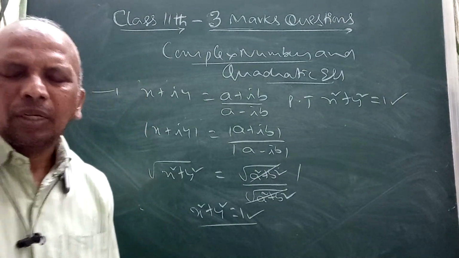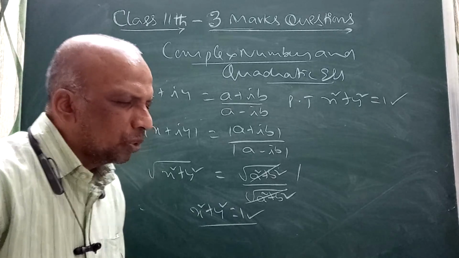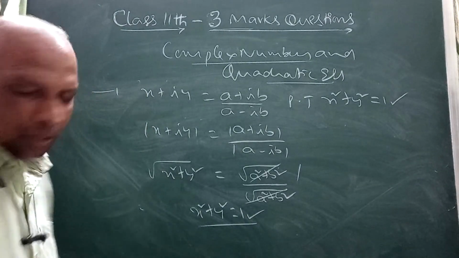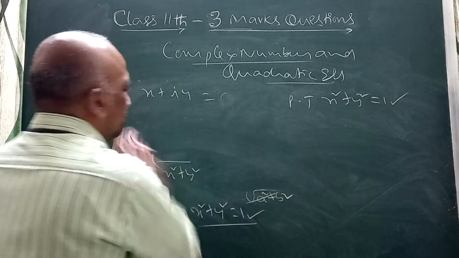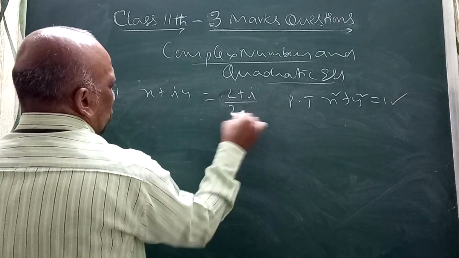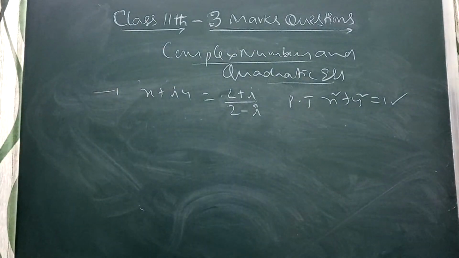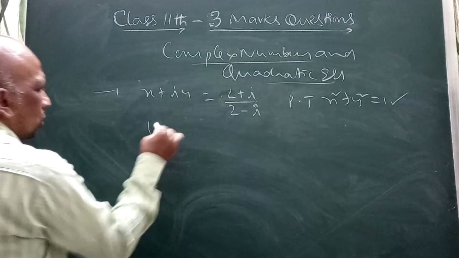Next, take another problem: if x plus iy is equal to 2 plus i by 2 minus i, prove that x square plus y square is equal to 1. Same pattern, we can do it with the same method of taking mod on both sides.